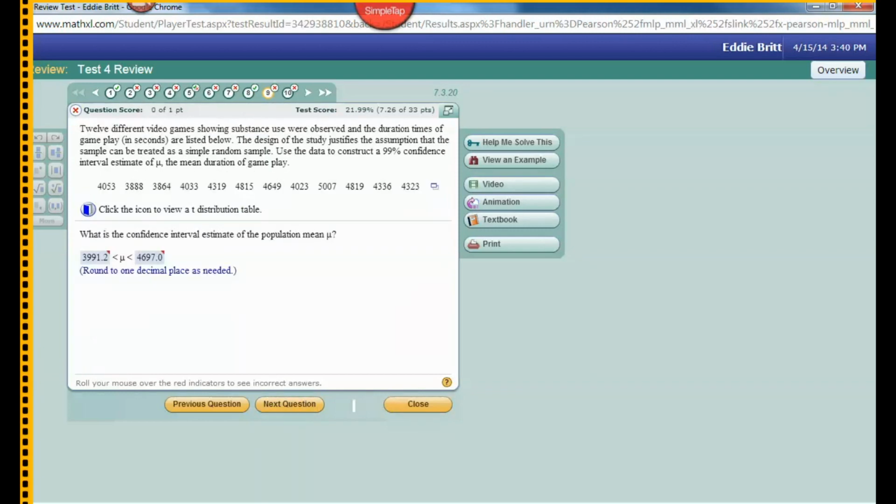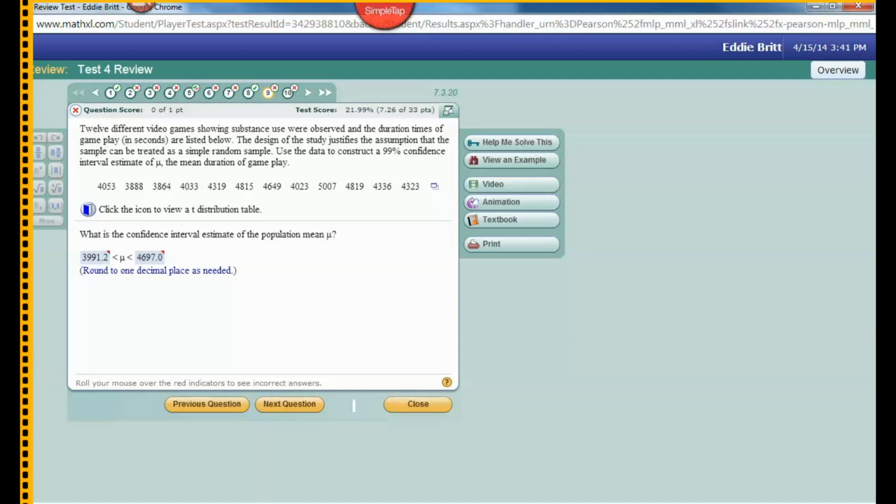All right, let's look at the next problem. 12 different video games showing substance use were observed, and the duration times of gameplay in seconds are listed below. The design of the study justifies the assumption that the sample can be treated as a simple random sample. Use the data to construct a 99% confidence interval estimate of mu, the mean duration of gameplay.